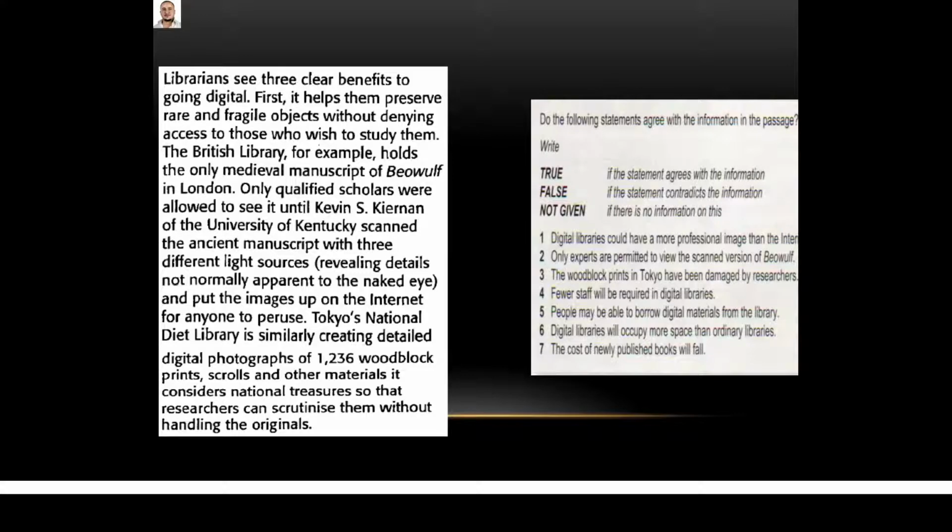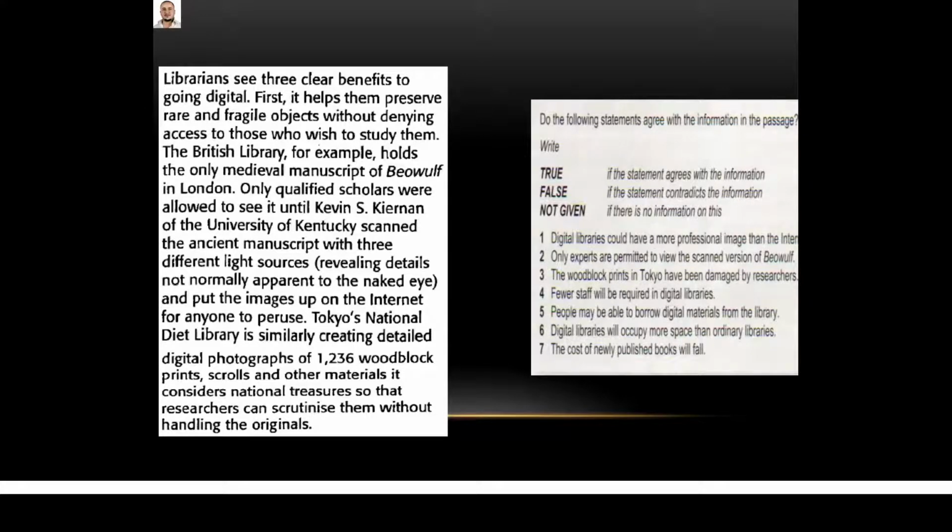False. Let's make sure. Only qualified scholars were allowed to see it until Kevin S. Tiernan of the University of Kentucky scanned the ancient manuscript with 3 different light sources, revealing details not normally apparent to the naked eye, and put the images up on the internet for anyone to peruse.